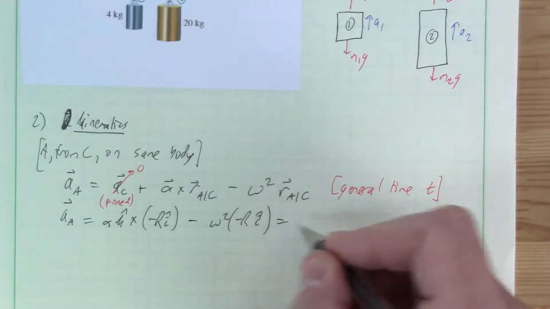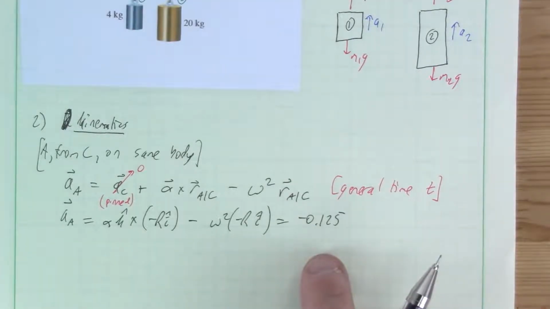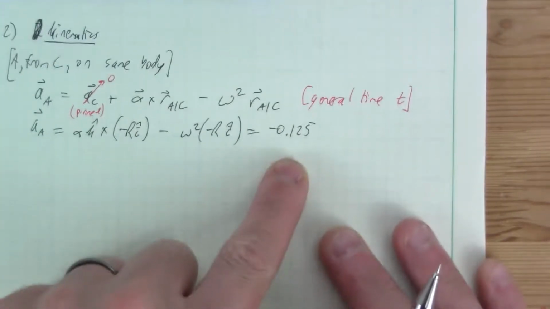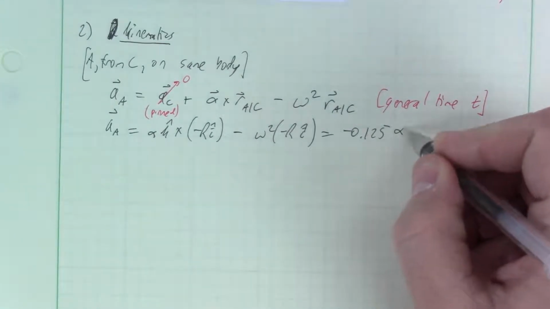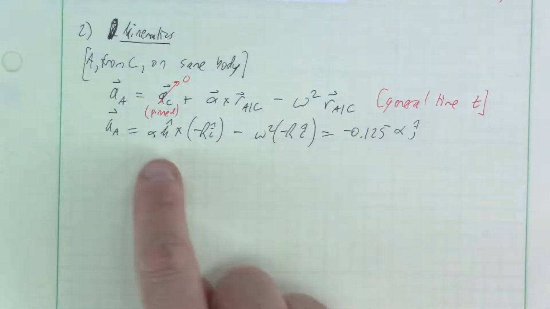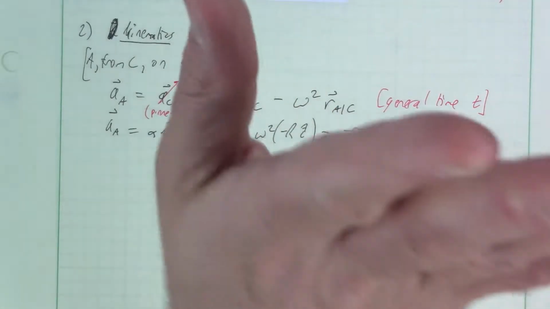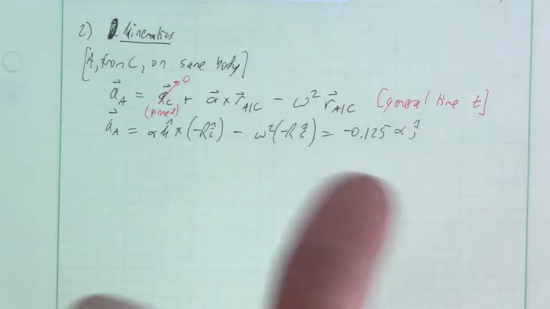So then this is, because the radius is given to us as 125 millimeters in the problem statement, we'll just put it in at this point, minus 0.125 alpha j hat. Why is it negative? Alpha cross k, or sorry, k cross i. So I can't even bend my hand that way. Maybe I could do it. No, I can't do it.